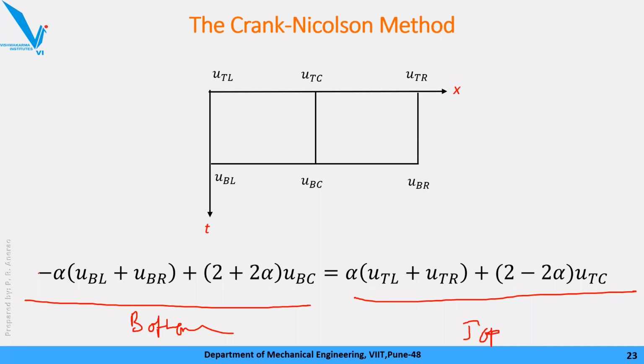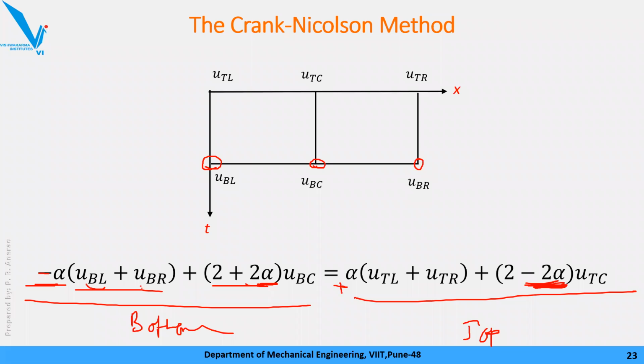On the bottom, start with a negative sign: negative alpha into the summation of values at the left-hand and right-hand node, plus 2 times, sorry, 2 plus 2 alpha times the central node. Okay, then equal to... now the sign has to change, the sign of alpha has to change. Here it was negative, so here it becomes positive. Now here alpha was positive, it becomes negative on the right-hand side. Almost everything else is the same.